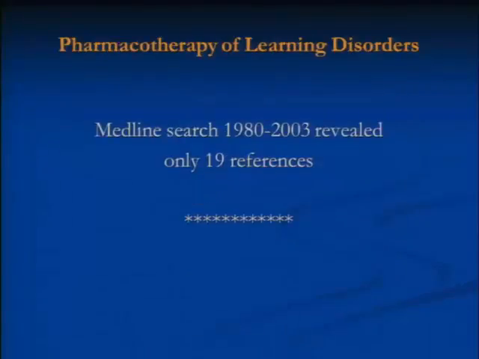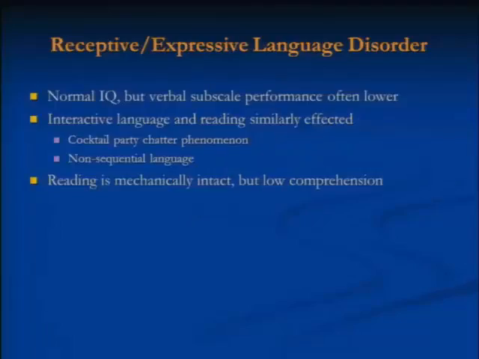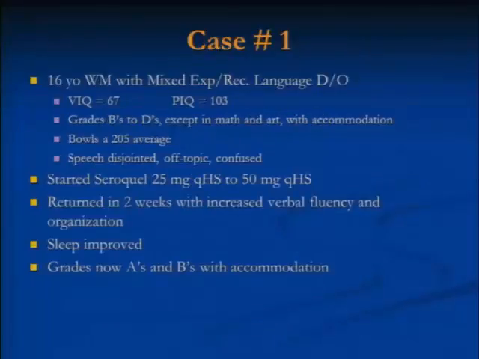Now, when you do a search for learning disorder treatments, a Medline search for pharmacotherapy, you get 19 references. It hasn't changed much since 2003. So let's look at a couple of kids. Here's a guy, normal IQ, verbal subscale performance is a little bit lower, and he was 16 at the time. He was diagnosed with a receptive expressive language disorder, and you can see the split here, performance and verbal.